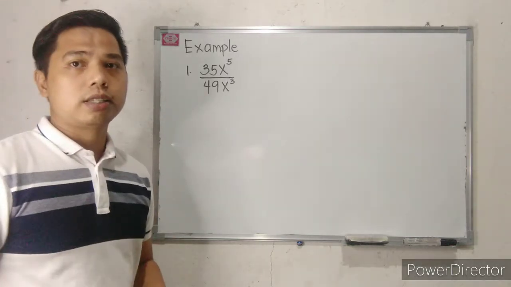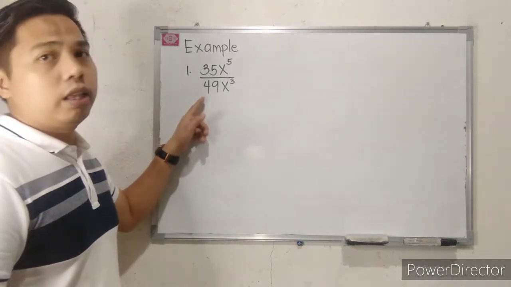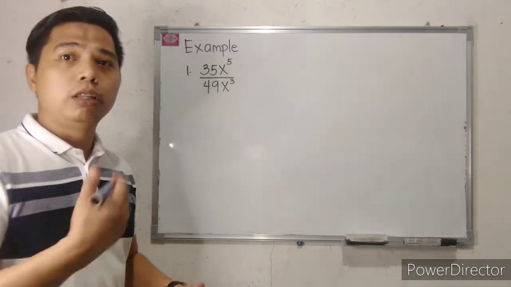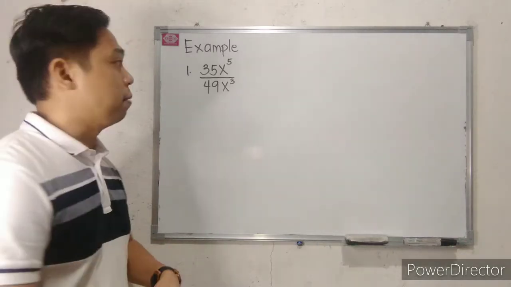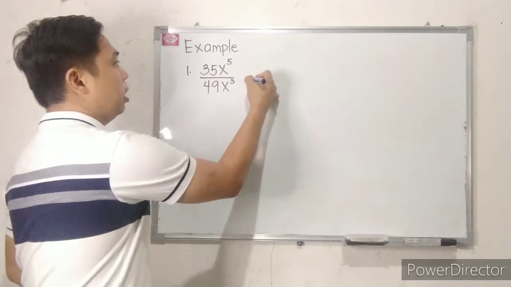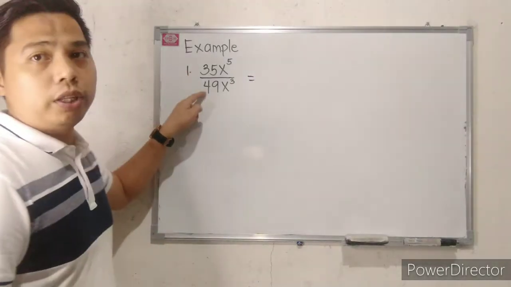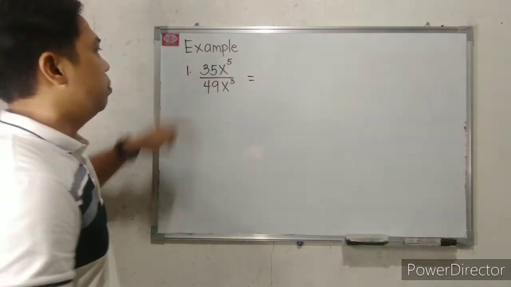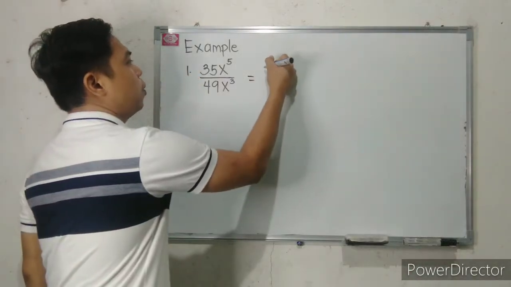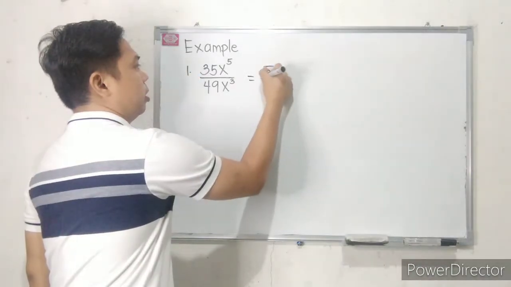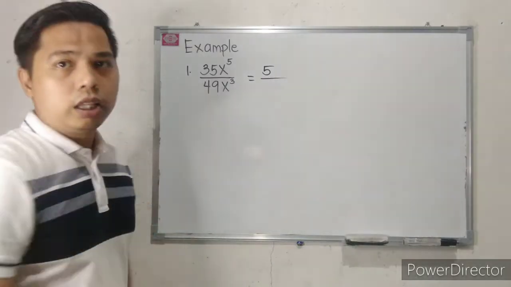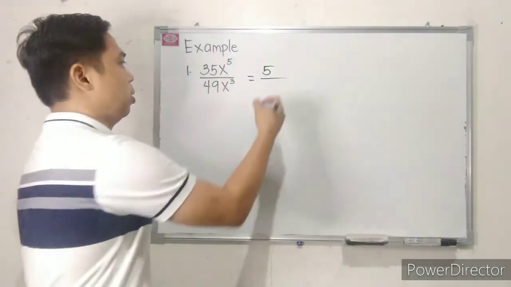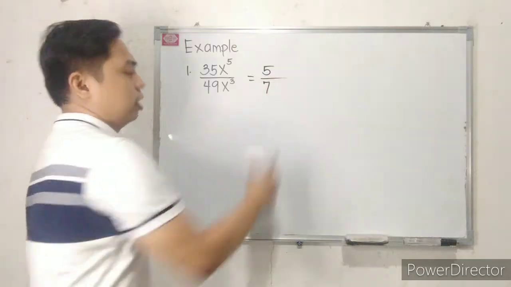As we can see, class, 35 and 49 are both divisible by 7. So we can divide 35 and 49 by 7. So 35 divided by 7 is equal to 5. Then 49 divided by 7 is equal to 7.